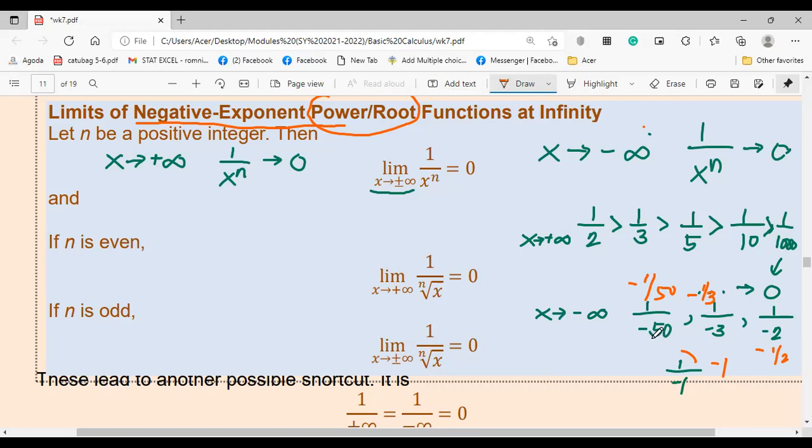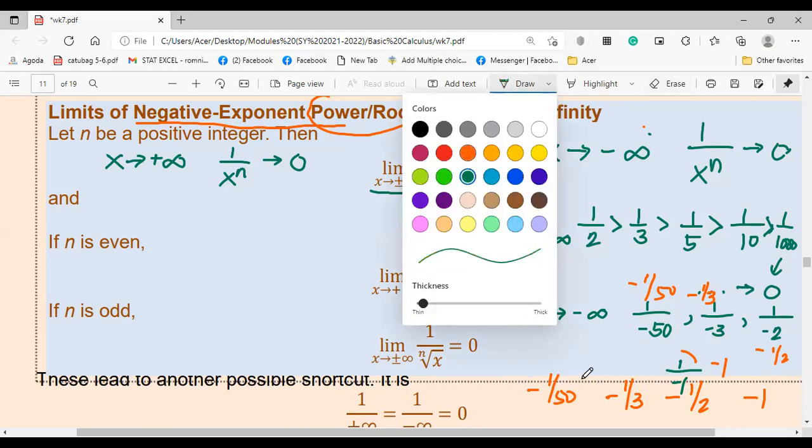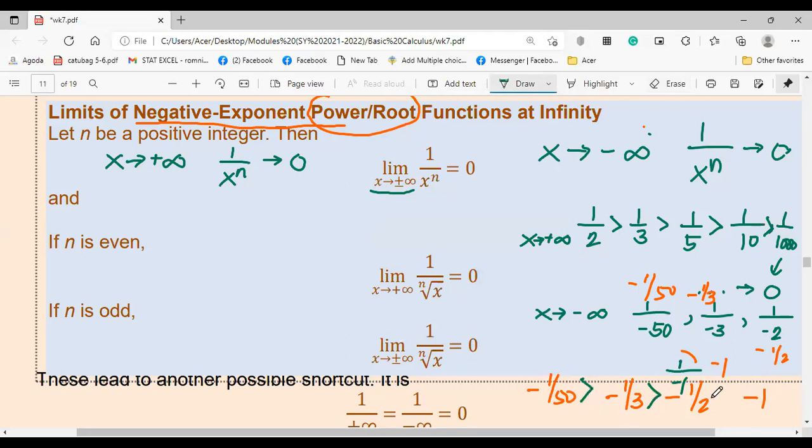Di ba si negative 1/2, pag isulat ko dito, si negative 1 over 50 versus negative 1/3 versus negative 1/2, negative 1. Maliit si negative 1 over 50 eh. Less than siya kay negative 1/3. Di ba? Ay, no. Wrong. That must be greater than, kasi we're talking about negative numbers. Mas malaki siya. Mas malaki si negative 1/2 kay negative 1.